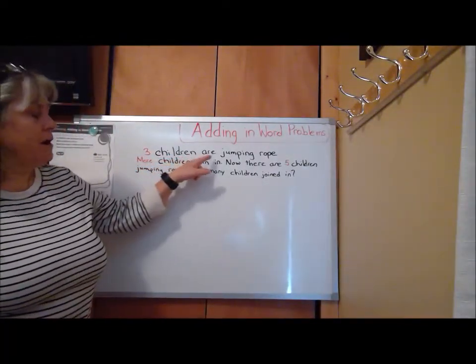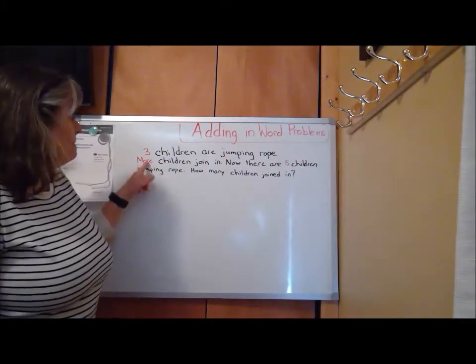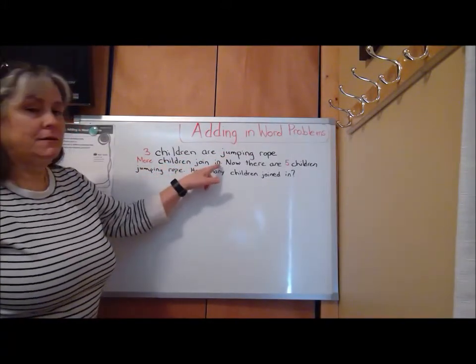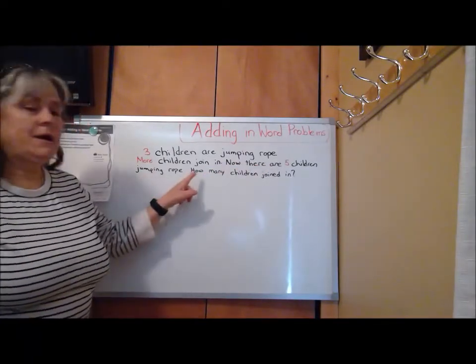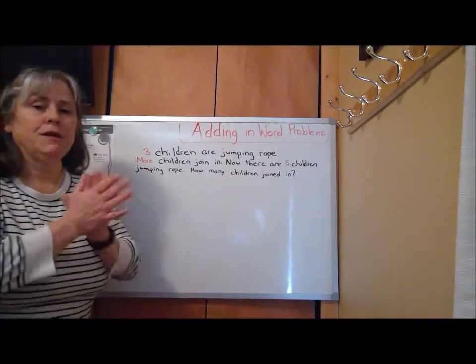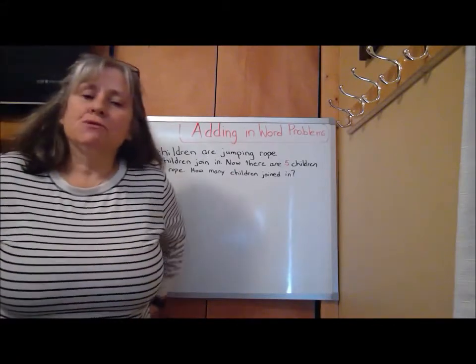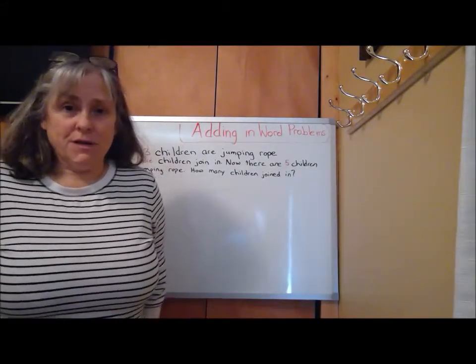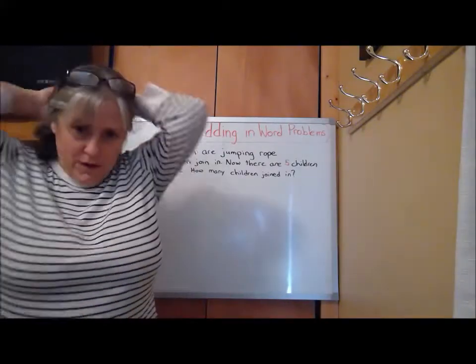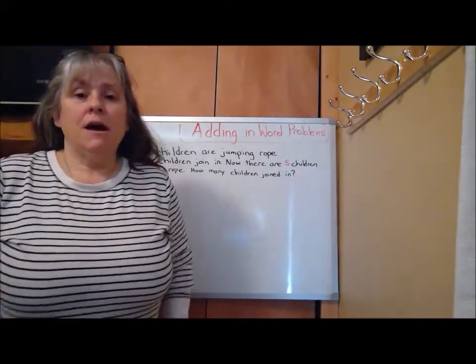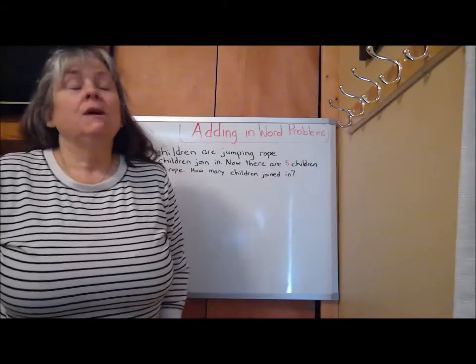3 children are jumping rope. More children join in. Now there are 5 children jumping rope. How many children joined in? So let's ask ourselves those same 3 questions that we ask all the time. First, what are we talking about? We are talking about kids jumping rope, right?